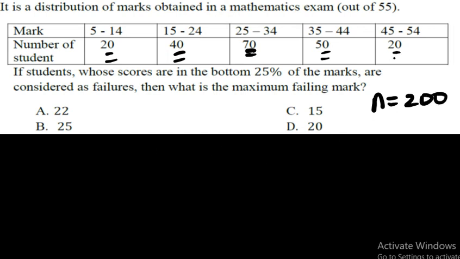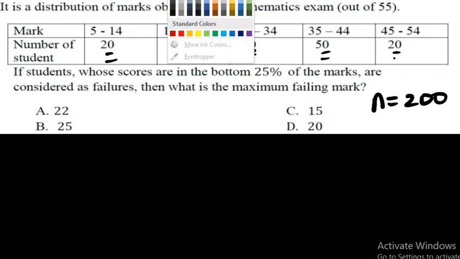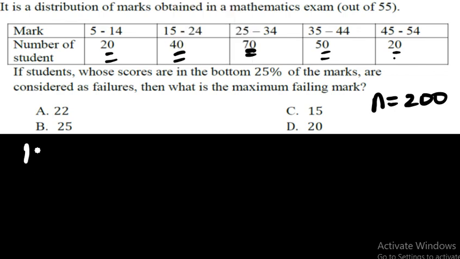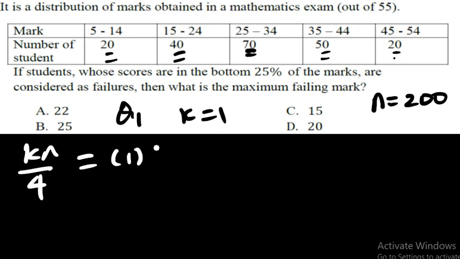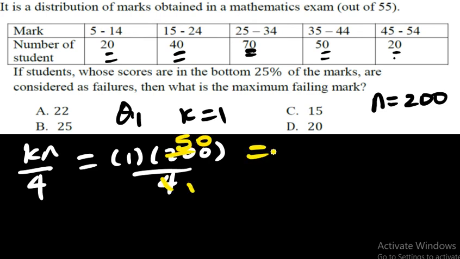Therefore, what will be the class? First, let's find the class. How to find the class? Kn over 4. The K, we said already, is for the first quartile. We are trying to find Q1, so that means K is equal to 1. This is the same as 1 times 200 over 4. When you simplify, 4 divided by 4 is 1, and 200 by 4 is 50. So it will be 50.